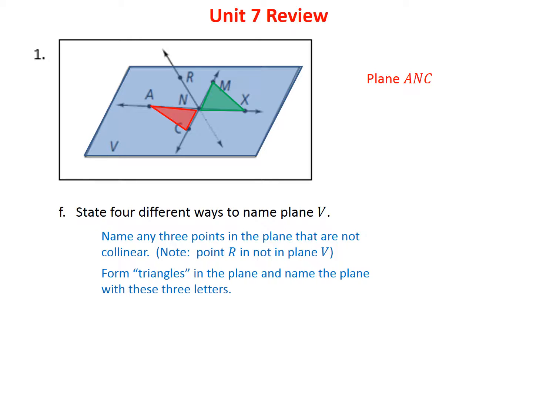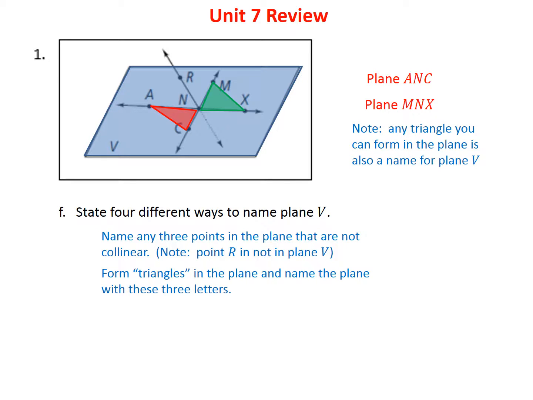And then I could pick another plane, for example, here. I could also name the plane as plane MNX. And it doesn't take much to figure out that there's 20 or 30 different combinations that I could make of triangles in the blue plane, as long as I don't use the point R, because R is on the line above the plane, not in the plane.